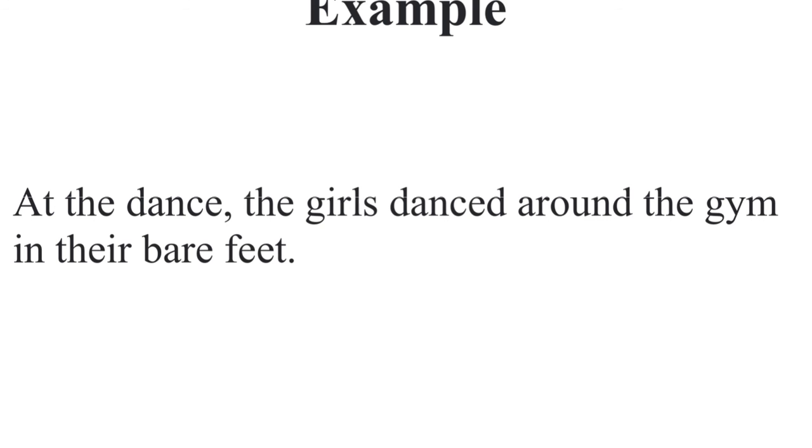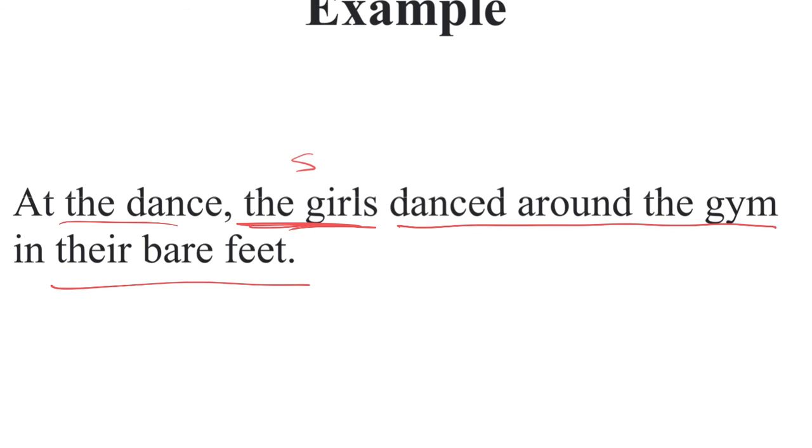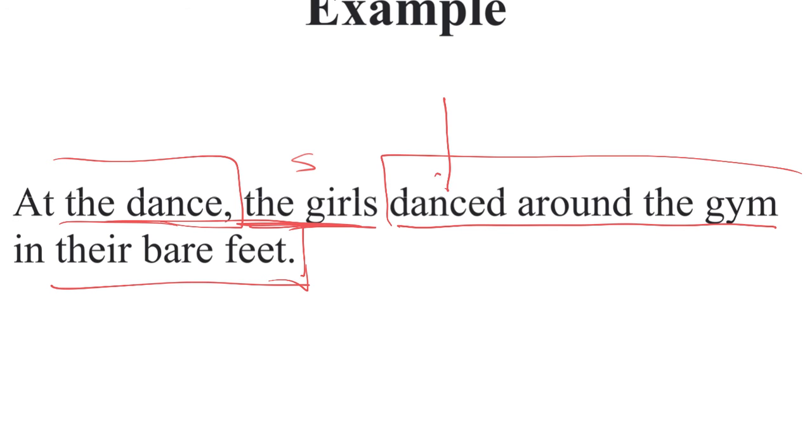Now the simple predicate is the main verb, the primary verb in the predicate. Here's an example. At the dance, the girls danced around the gym in their bare feet. So here's our subject. Here's the predicate. This stuff. It's all the predicate. Now, what's the thing that the girls are doing? What is the main verb? Danced. So that's your simple predicate.